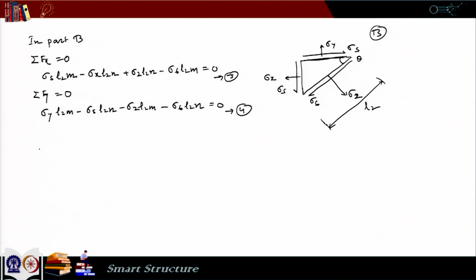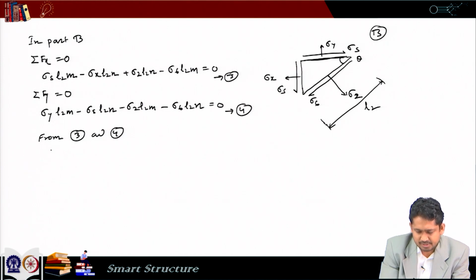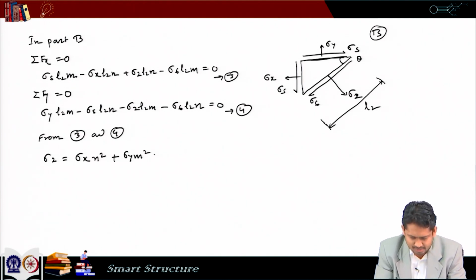And again we can do the same thing, we can just solve these two equations and we can find out our expressions for sigma 2 and sigma 6 in terms of sigma y, sigma x and sigma s. So, doing the similar thing, from equation 3 and 4 we get sigma 2 is equal to sigma x multiplied by n square plus sigma y multiplied by m square plus 2 m n sigma s.